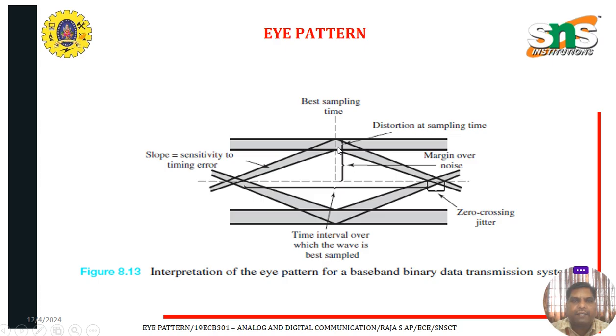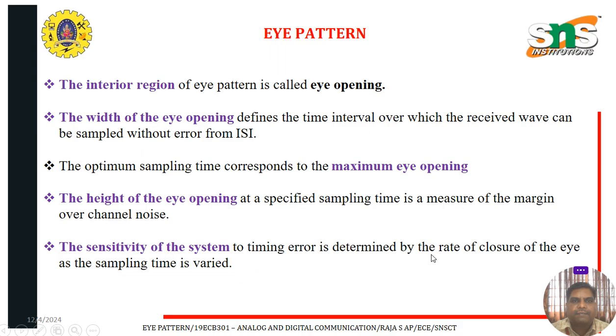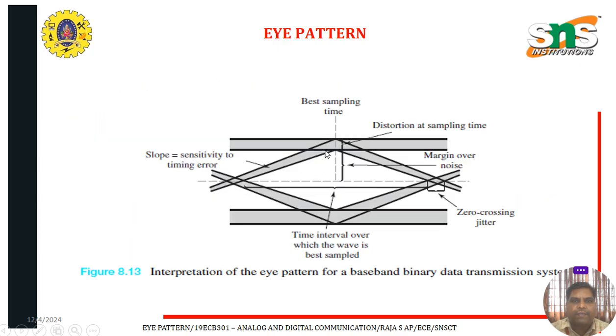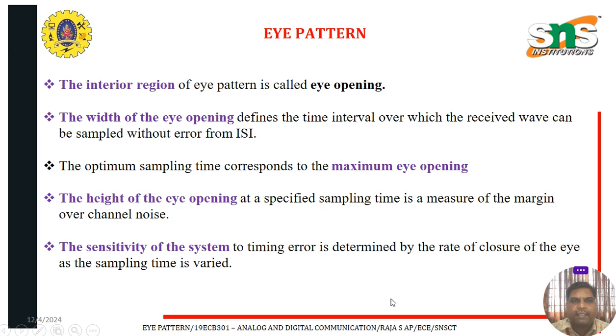If you see the figure, this is like the human eye, and based on this we can identify three important parameters. One is the best sampling time, the second is the margin over noise, and the third is the distortion at sampling time. Now we can see these in detail. The interior region of the eye pattern is called the eye opening. This diamond shape is the eye pattern region.